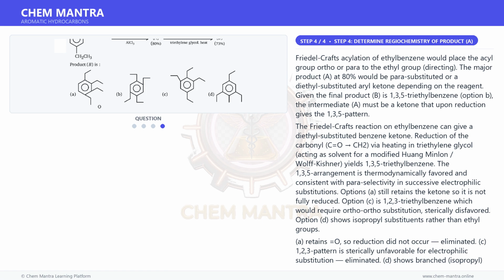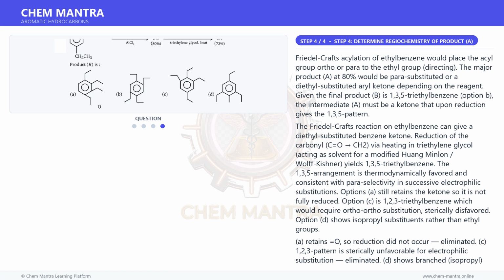Option A still retains the ketone, so it is not fully reduced. Option C is 1,2,3-triethylbenzene, which would require ortho-ortho substitution, sterically disfavored. Option D shows isopropyl substituents rather than ethyl groups.